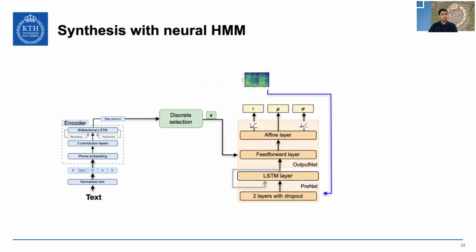The output net, which is the upper part of the decoder, defines the HMM's emission distribution. In this case, it returns the mean and standard deviation vectors of a Gaussian distribution. It also computes the current transition probability tau.